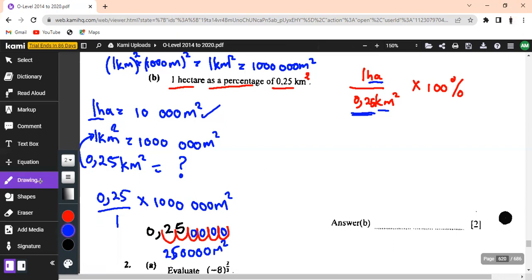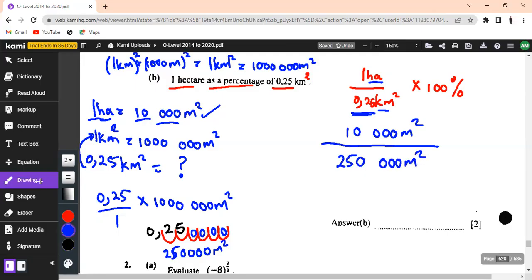So 1 hectare. So these units you're supposed to know them. You're not supposed to waste much time converting like this. Okay, you're supposed to know these units. So 1 hectare here, we are now going to replace with 10,000 square meters. So it's going to be 10,000 square meters, everything over 0.25 square kilometers, which is 250,000 square meters multiplied by 100%.